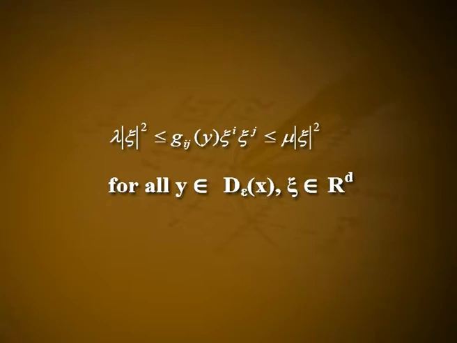Now, for every x in some chart there exists an epsilon greater than 0 for which the ball D_epsilon(x) is contained in the same chart, and positive constants lambda and mu, such that lambda |zeta|^2 is less than or equal to g_ij(y) zeta^i zeta^j is less than or equal to mu |zeta|^2 for all y element of D_epsilon(x) and zeta element of R^d.